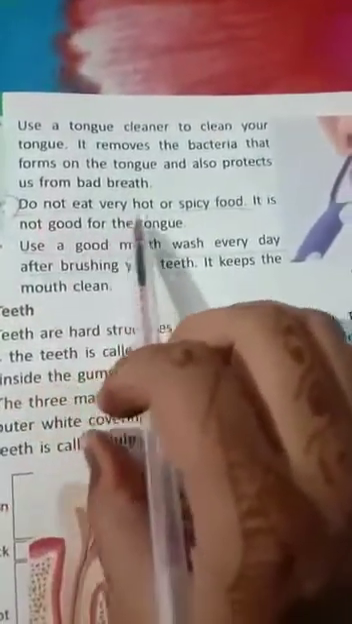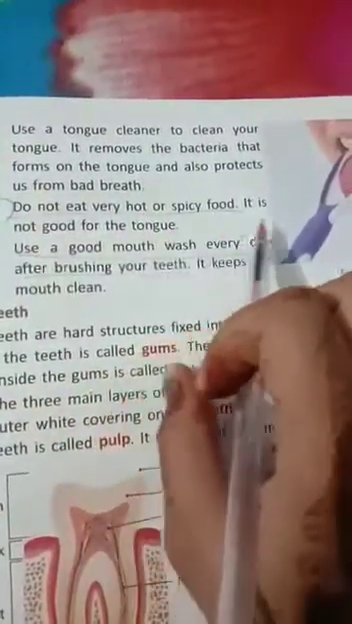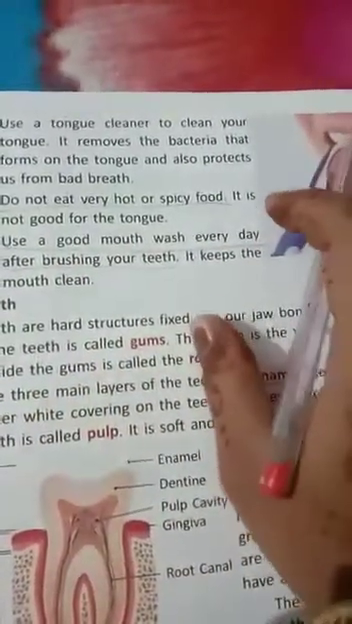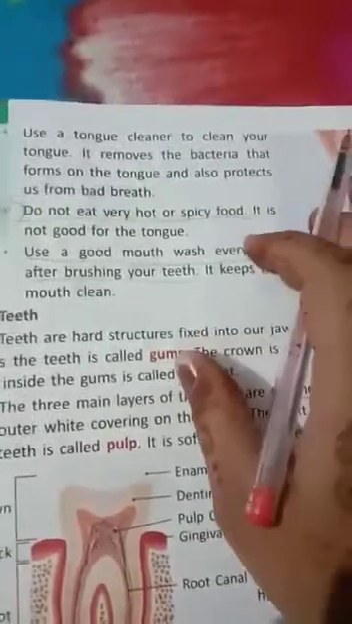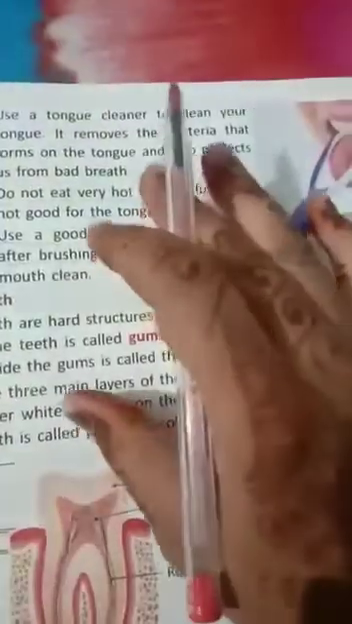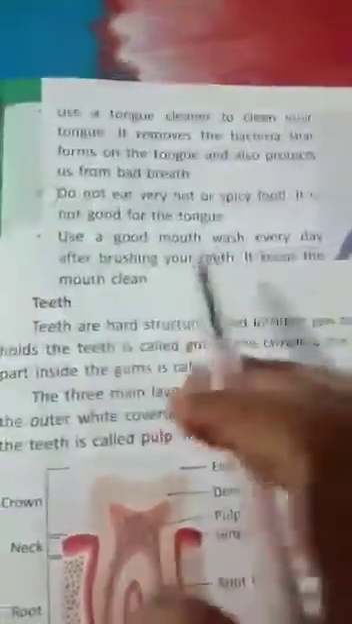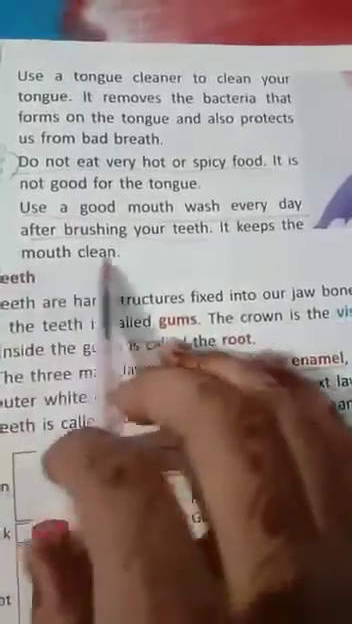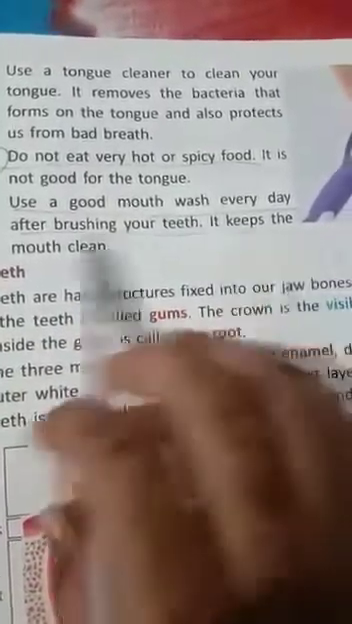Do not eat very hot or spicy food. It is not good for the tongue. If you eat spicy or hot things, your taste buds become damaged for some time. So never eat this food. Use a good mouthwash every day after brushing your teeth. It keeps the mouth clean.